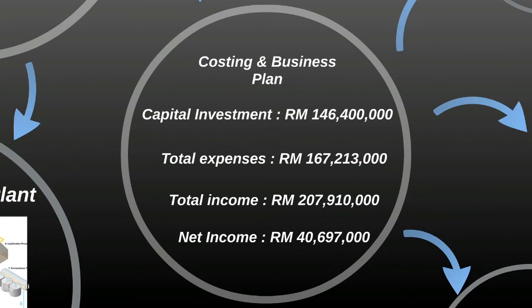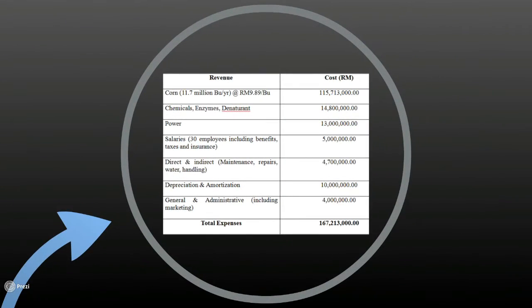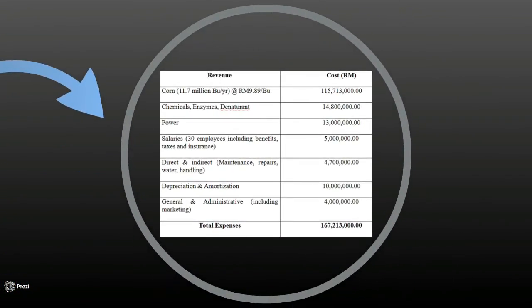For the costing and business plan part, this is the cost that our ethanol plant production has to deal with, and basically our net income for this plant is about 40 million. These are the three tables that we prepared for our annual costing plan.